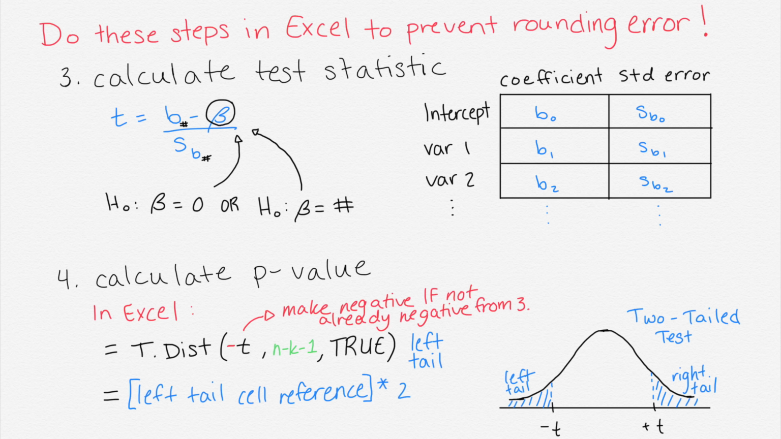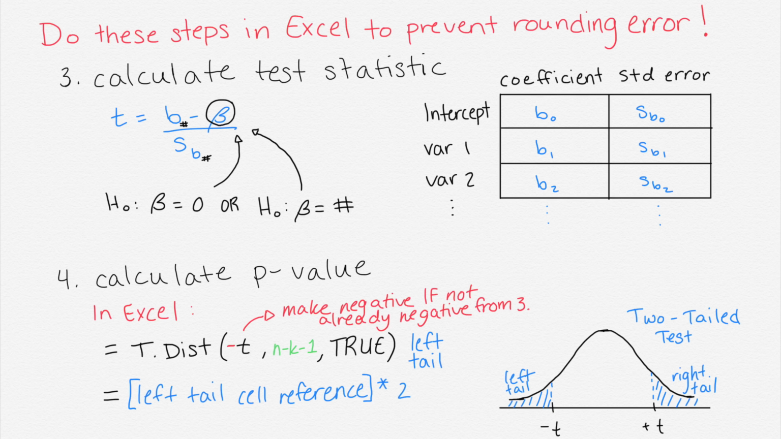But how do we make sure we get the left tail? Well, we have to use the negative t-value to tell Excel, hey, we just want what's to the left of this negative value. If we use the positive value, Excel will give us not just the left tail, but everything in the middle too, which is not what we want. So if the test statistic we got in step 3 is negative, that's great.